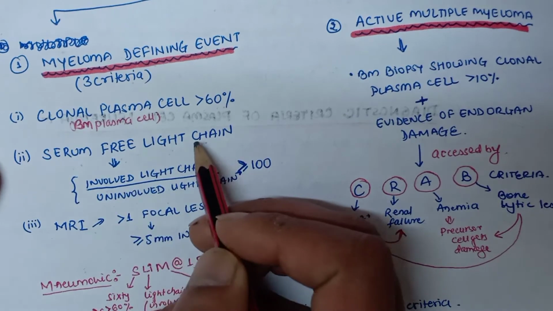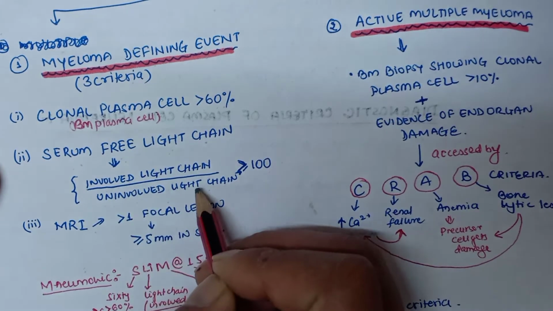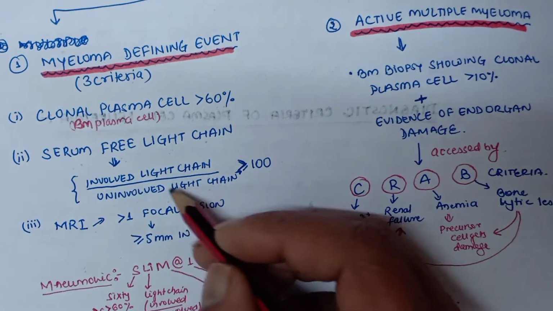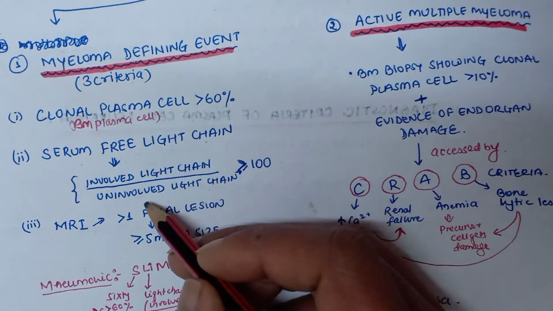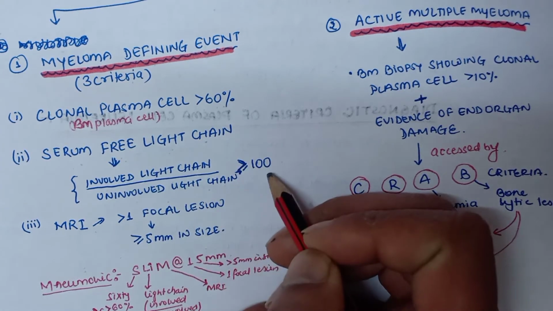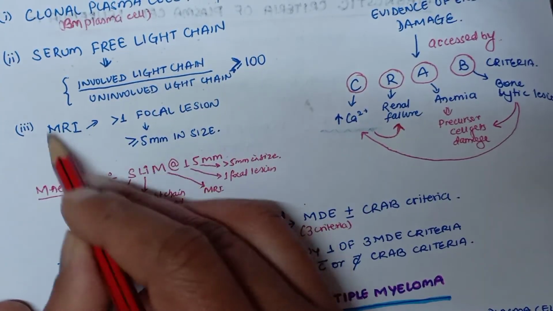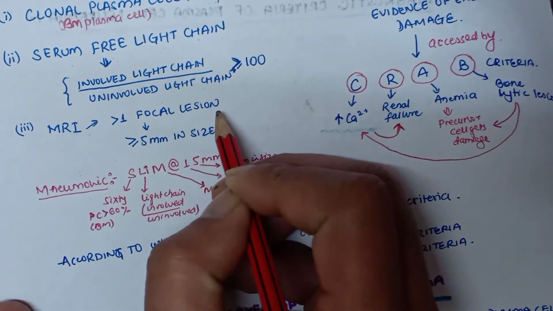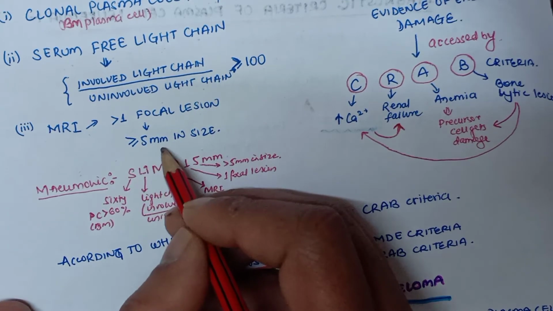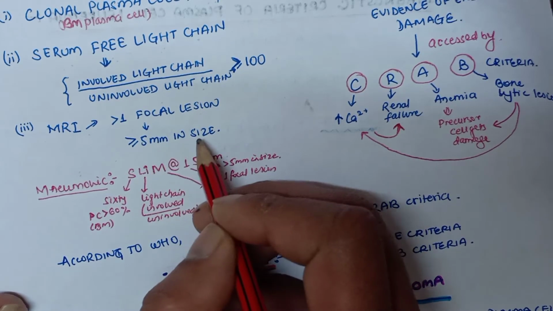Serum free light chain, that is, involved light chain by uninvolved light chain should be more than 100. Involved light chain means whether the plasma cell is involved or not involved. So the ratio should be more than 100. And the third criterion is MRI. MRI will show more than one focal lesion, and this focal lesion should be more than 5 mm in size.